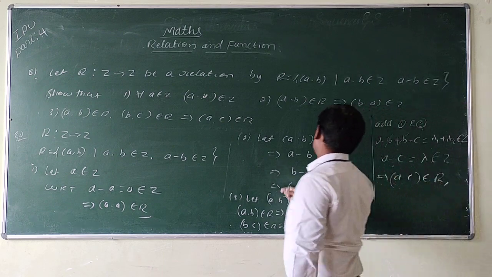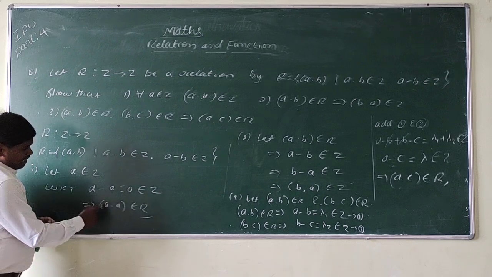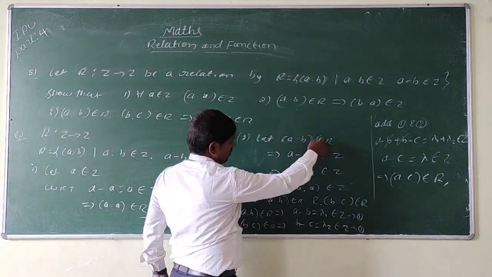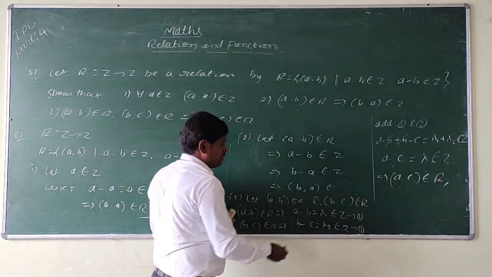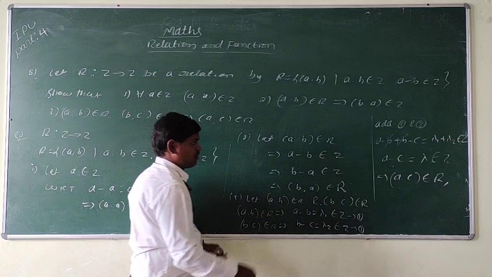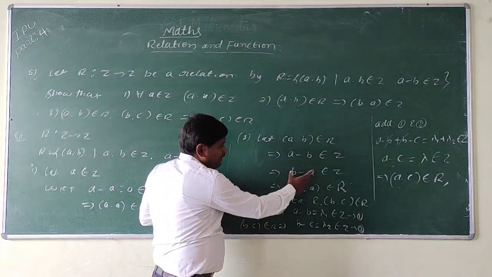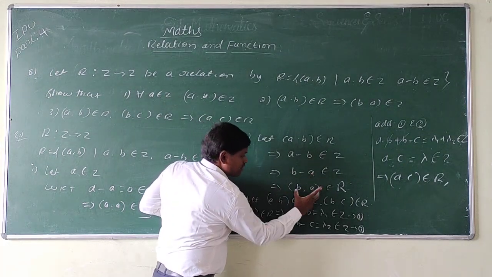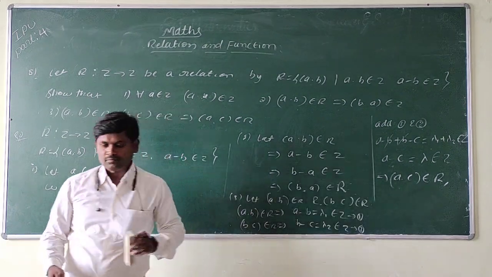Is it clear? The first one: a belongs to any integer, so then (a, a) belongs to relation R. Second one: (a, b) belongs to R, so this is an ordered pair which belongs to relation R. Since a minus b is an integer, therefore b minus a is an integer, so therefore (b, a) belongs to relation R. Okay, so write down.